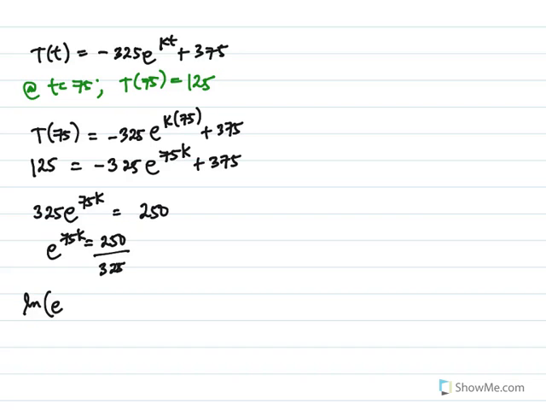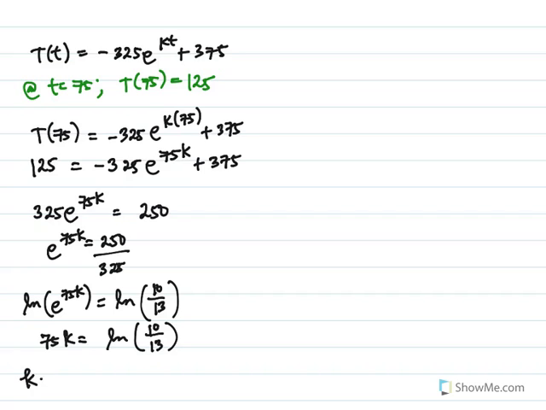So, ln e to the 75k is equal to ln of, instead of 250 over 325, gawin ko na lang siyang 10 over 13, kasi divisible naman parehas sa 25. So, this one becomes 75k equals ln of 10 over 13, or k is equal to ln 10 over 13 divided by 75. So, this is around negative 3.49819 times 10 to the negative 3.